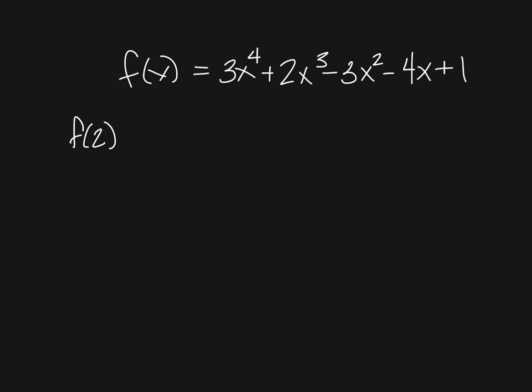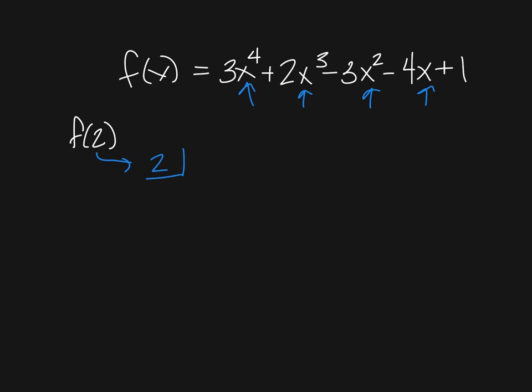So you were asking about the remainder theorem. If I give you a function and you're told to find f of 2, instead of plugging in 2 for x like you would normally do, you actually want to use synthetic division. So the 2 goes in the box, you don't change it.